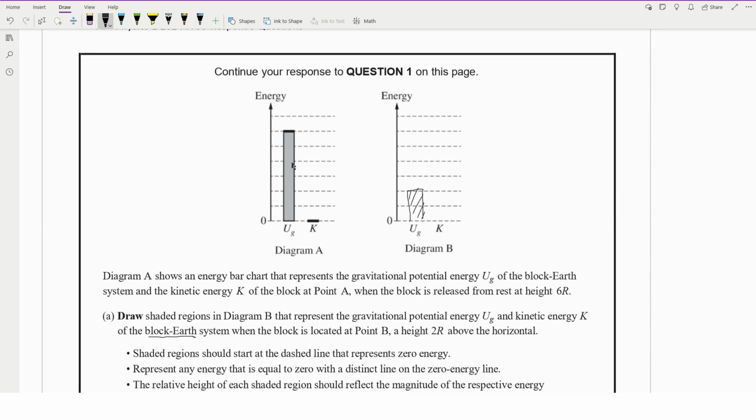Now, the rest of the energy will be converted to kinetic energy. As I said about the conservation of energy, the total mechanical energy will stay the same. So if UG decreases by a factor, then K increases by a corresponding amount. Since UG decreased by a factor of 3, K should increase accordingly. And it should look something like this.